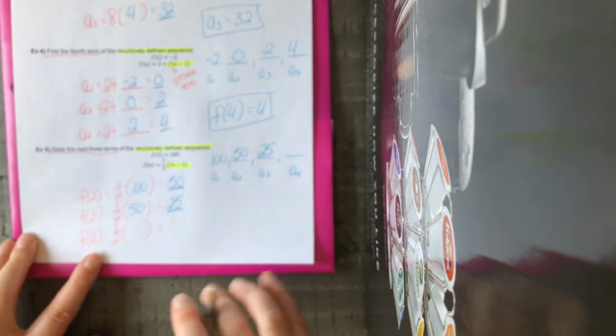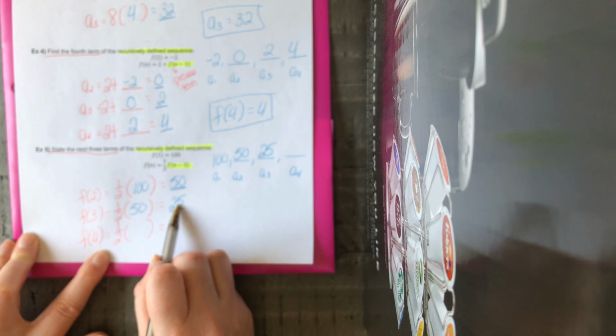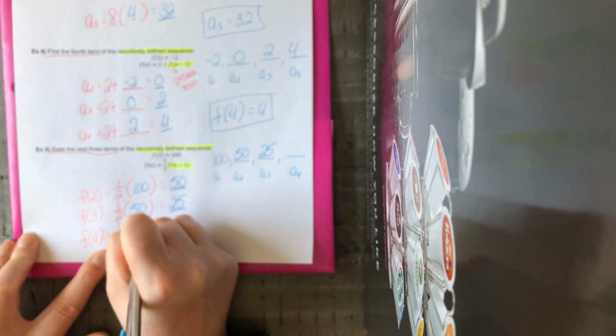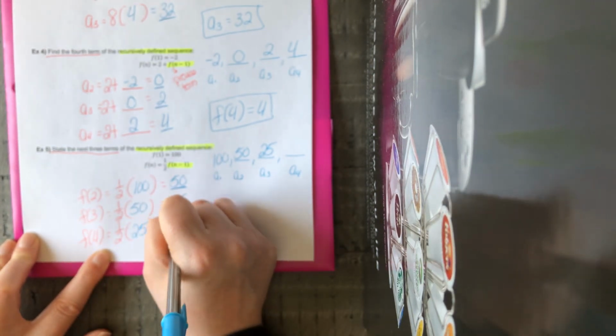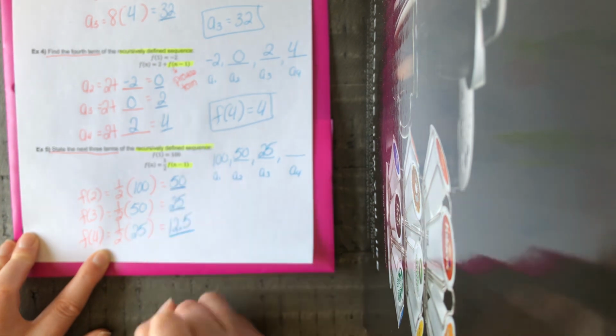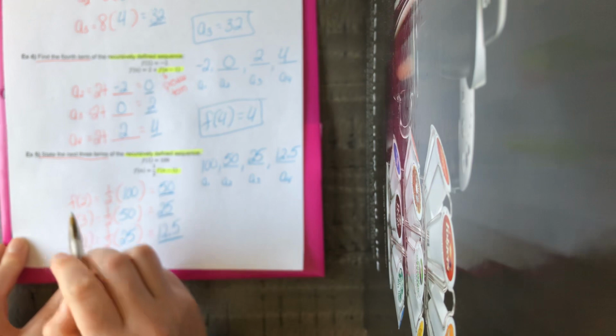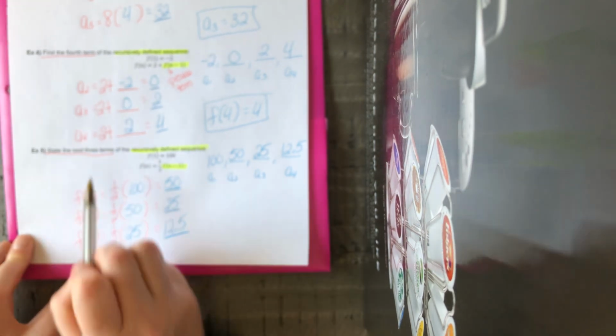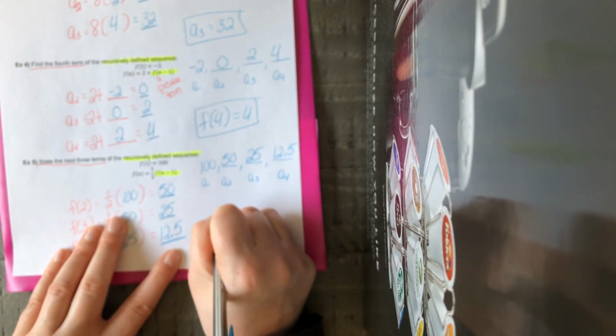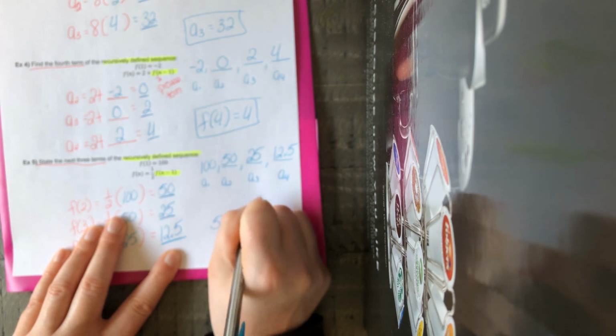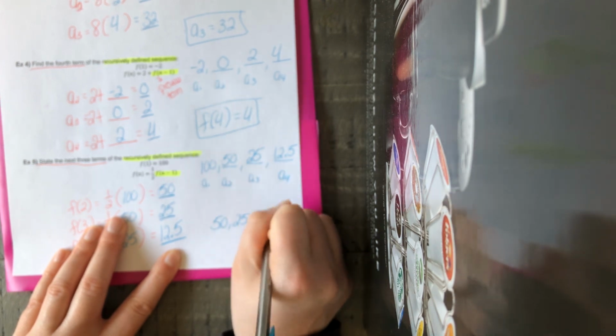And then last but not least, 1/2 of my last answer. My last answer was 25. 1/2 of 25 is 12.5. So again, 12.5 is my fourth term. So what are the next 3 terms? My next 3 terms are 50, 25, and 12.5.